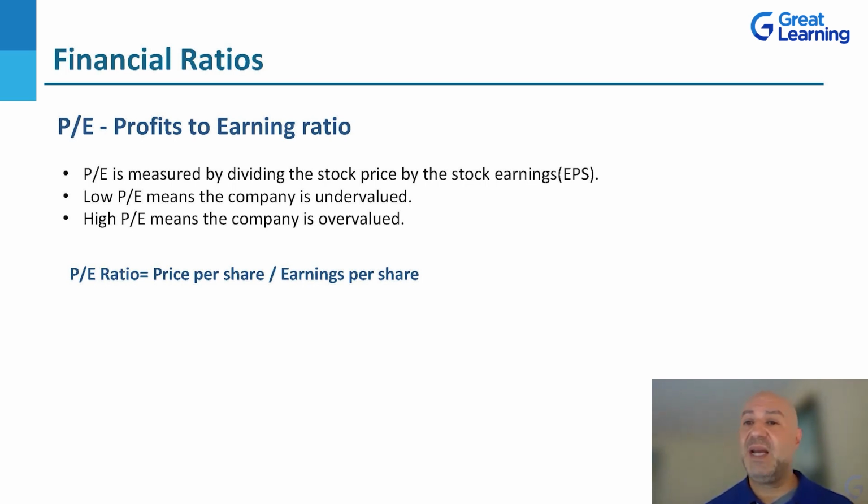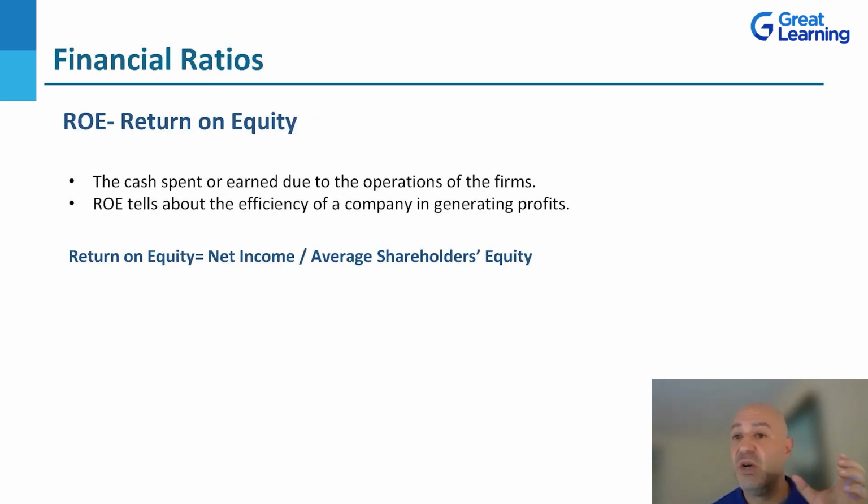It could mean that the stock market is exhausted, that a bull market is going to turn into a bear. And typically in that kind of scenario, you do see high PEs. The formula is very straightforward: price per share divided by earnings per share. Return on equity. We all want to get a return on equity.